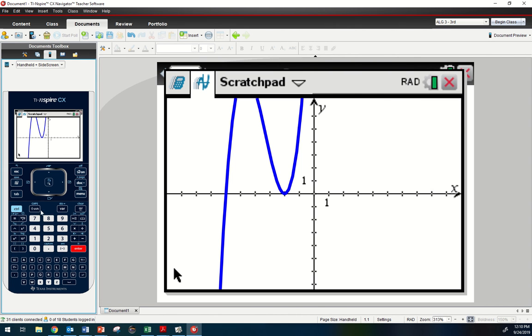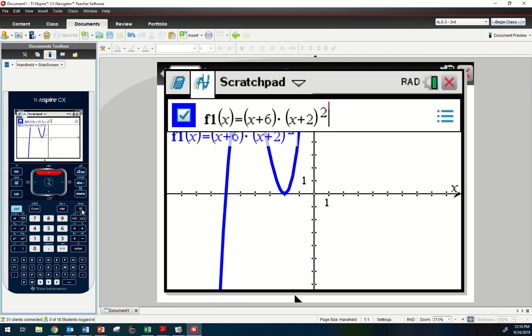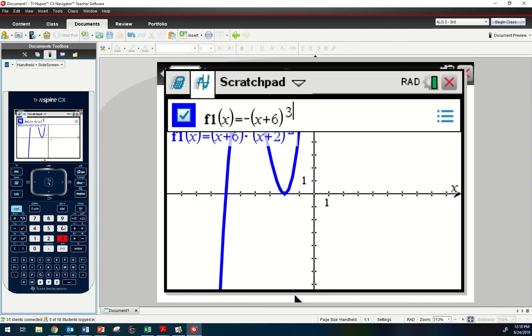All right, so I'm going to go ahead and change this now. Tab. Now I'm going to do the next one. It was a negative, parentheses, x plus 6 to the third, right? So caret 3. Now you have to push arrow over, otherwise it's going to still be on the power.